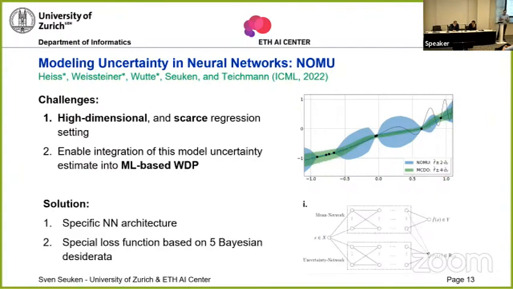And so the solution we found here is we developed a specific neural network architecture that actually consists of two connected neural networks, one upper neural network that is responsible for the value prediction, and one lower neural network that is responsible for the uncertainty prediction. And then we designed a special loss function based on 5 Bayesian desiderata that makes sure that the uncertainty prediction satisfies the model uncertainty prediction that we want.